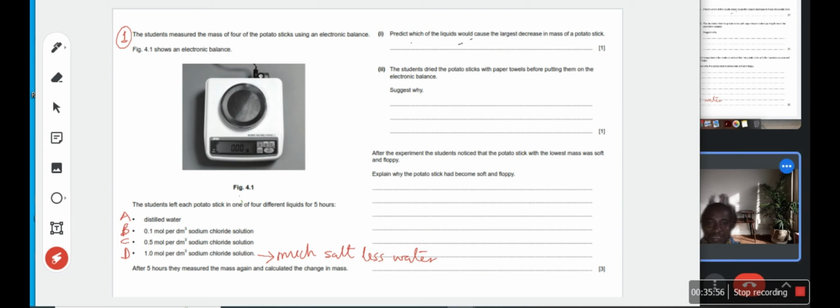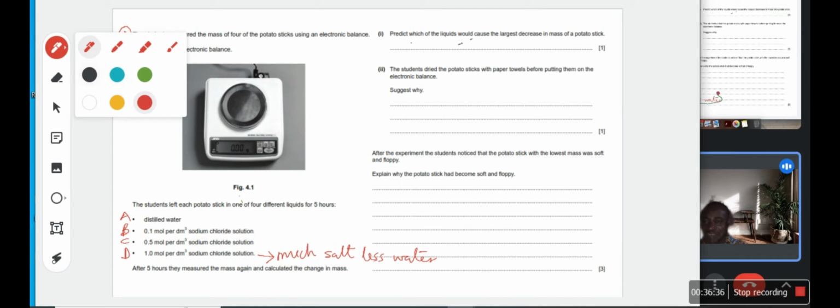All right. It says, predict which of the liquid will cause the largest decrease in mass of potato stick. So what point is D. D that is the most concentrated has less water. So water will be moving from the potato stick into the solution. So it will happen much more in D. The potato chip has more water molecules, more concentration of water molecules compared to all of these. So water will be moving from potato chip into each of these solutions, but it will be much more in D. So you see making sense now?